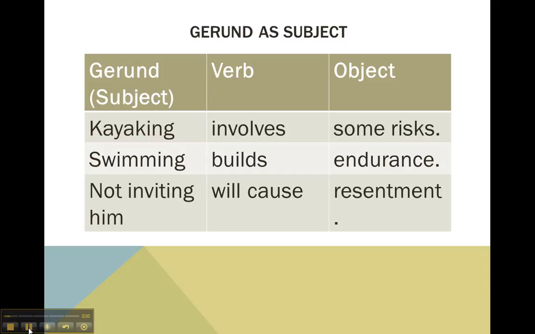Kayaking involves some risks. Swimming builds endurance. Not inviting him will cause resentment. And you can see how I can make it a negative gerund that way.